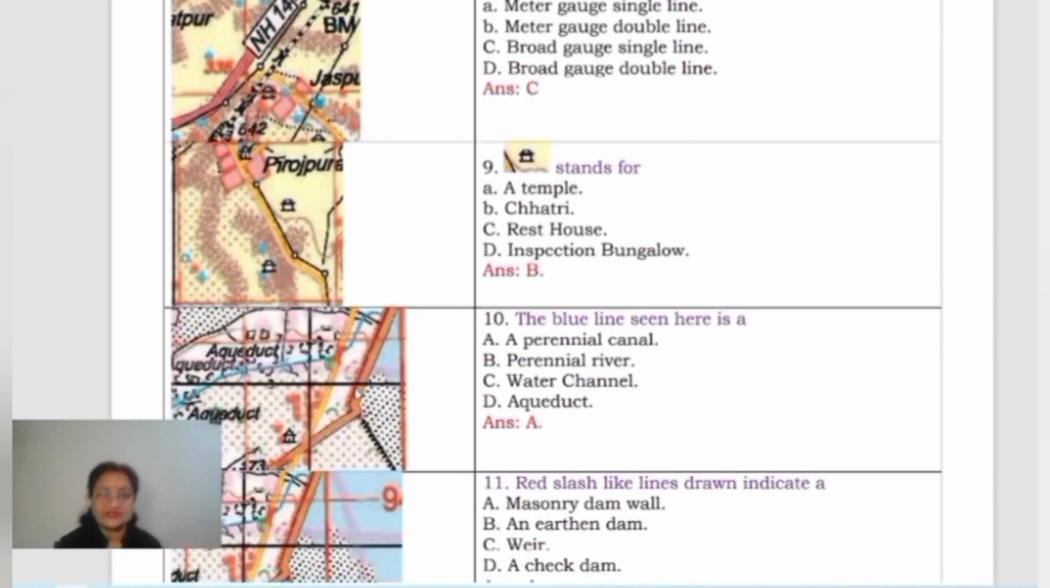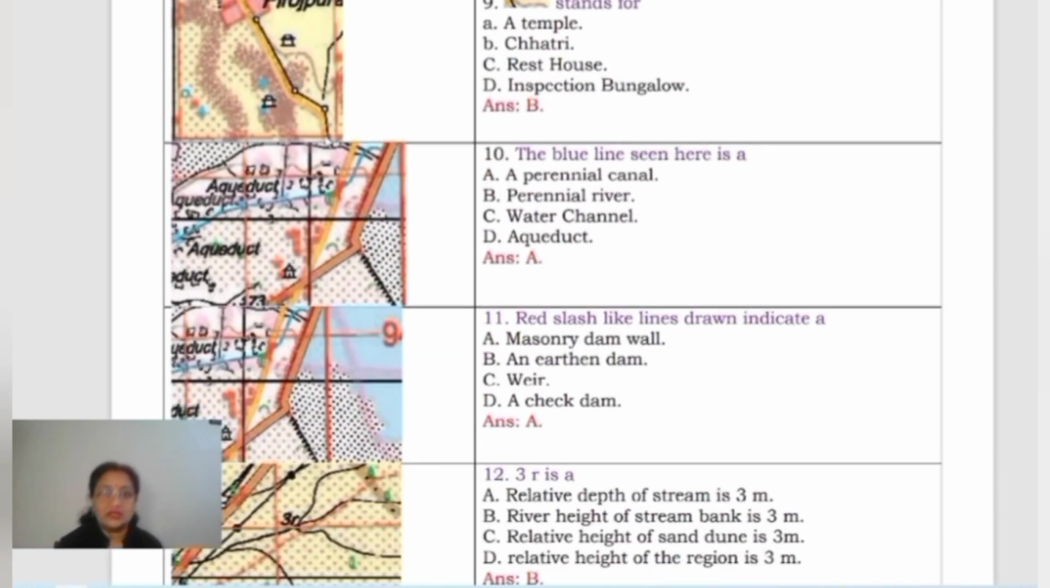Now come to the next. This is a symbol which stands for, you can see the symbol has been given, Temple, Chatri, Rest House, Inspection Bungalow. Which is that? It is Chatri. Right? Chatri is the correct answer for this. So B option is correct.